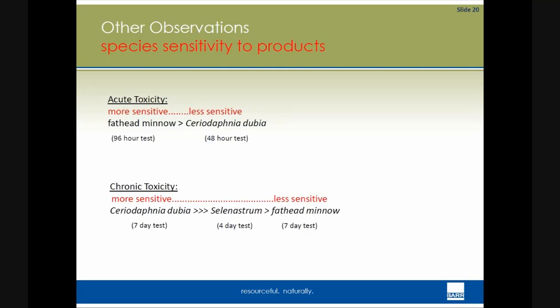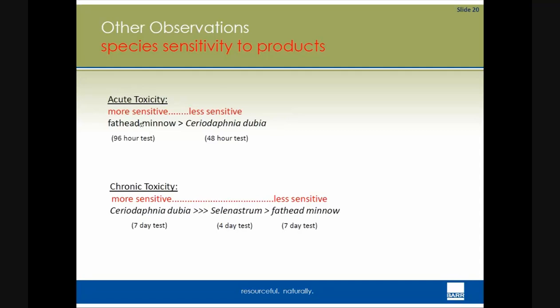With respect to chronic toxicity, it's very clear that Ceriodaphnia dubia was far more sensitive to a 7-day exposure period compared to fathead minnow 7-day exposure period, and Selenastrum was somewhere in between those two species. So that's typically what you see in the literature. Ceriodaphnia is much more sensitive than fathead minnows, and the algae is in the middle. So it follows, to a large degree, what you expect from the literature.